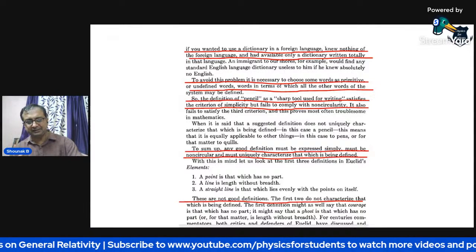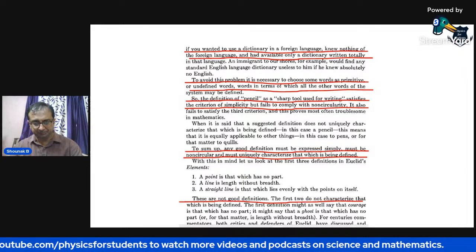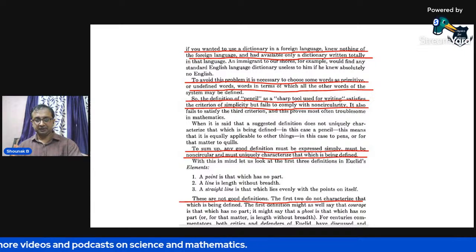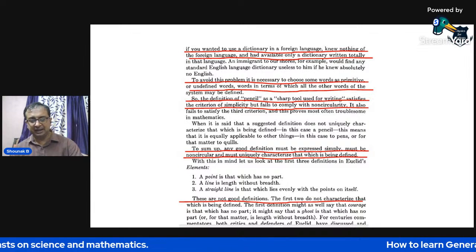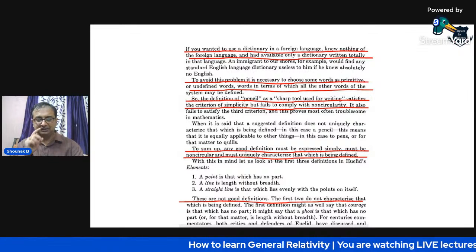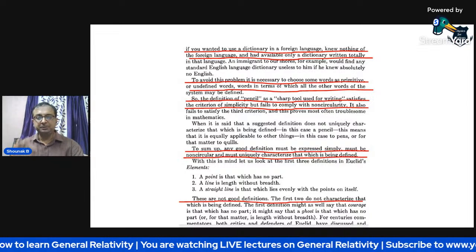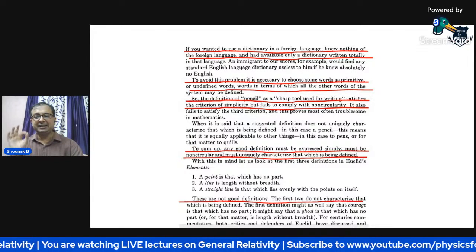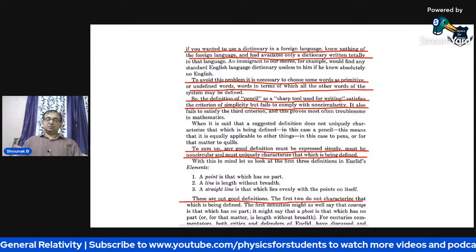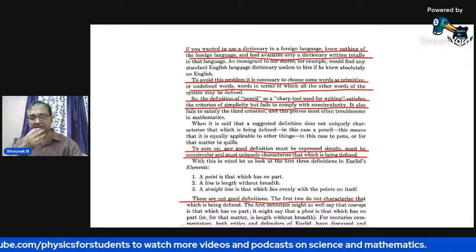So the definition of pencil as a sharp tool used for writing satisfies the criterion of simplicity but fails to comply with non-circularity. It also fails to satisfy the third criterion, and this proves often troublesome in mathematics. So the last line, to sum up: any good definition must be expressed simply, must be non-circular, and must uniquely characterize that which is being defined. I hope this is very deep and you can get it. If you cannot, you can watch it again and again.